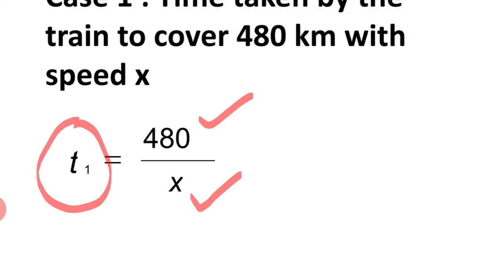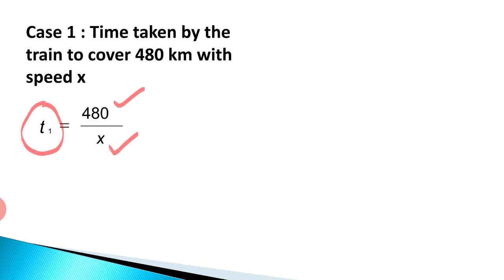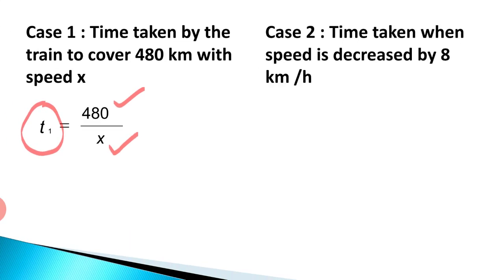Understood? So let us go for case 2. Now what is case 2? Time taken when speed is decreased by 8 km per hour. Now what is the decreased speed?